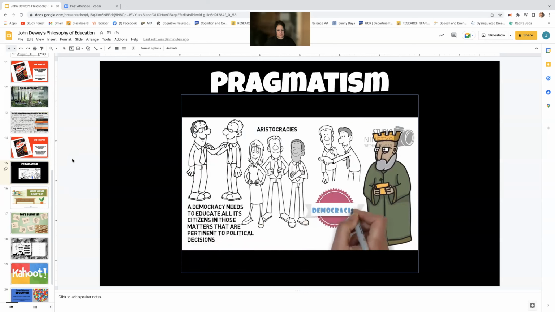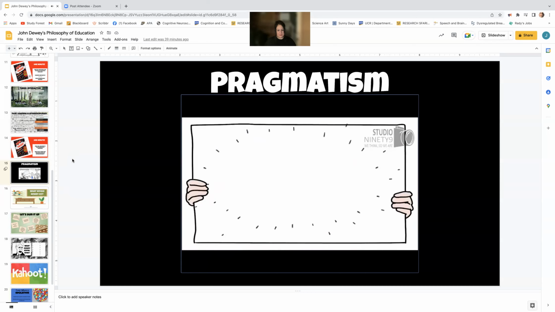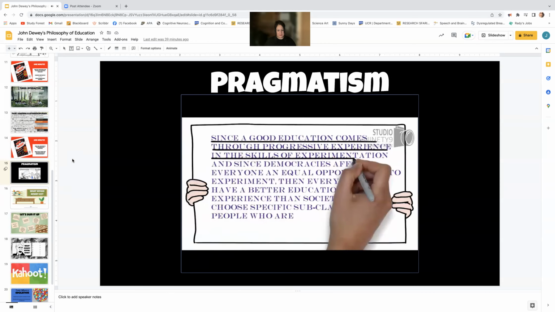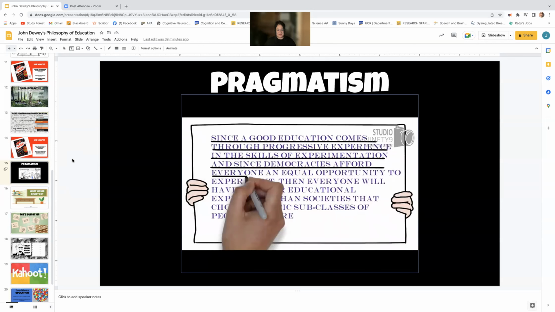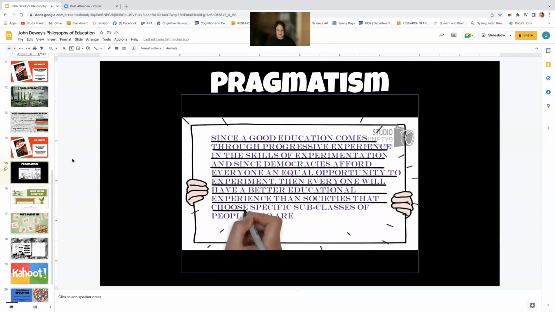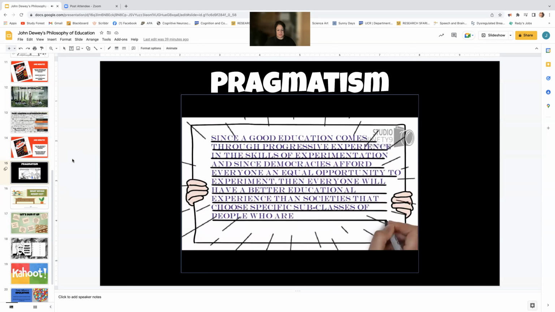Dewey argues that democracies are better at educating, and since a good education comes through progressive experience and the skills of experimentation, and since democracies afford everyone an equal opportunity to experiment, then everyone will have a better educational experience than societies that choose specific subclasses of people who one might call the knowers.